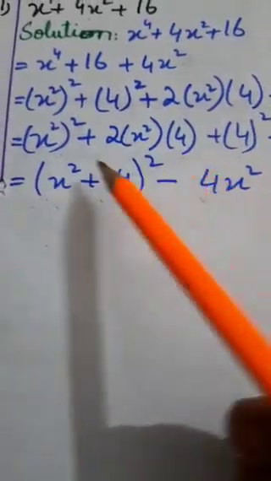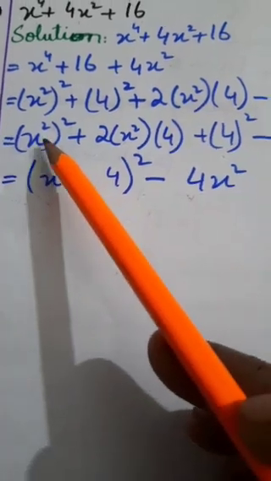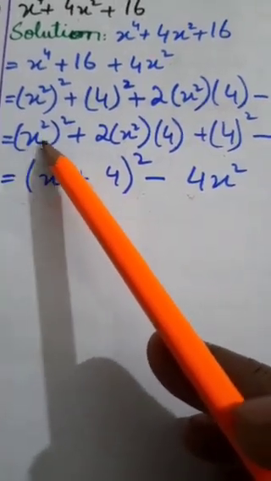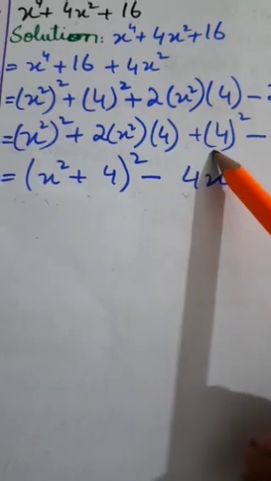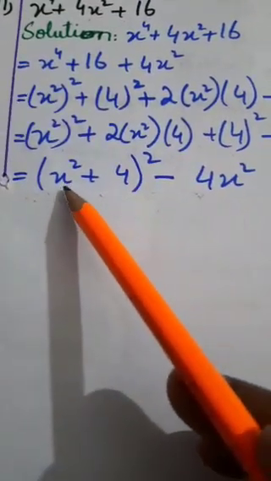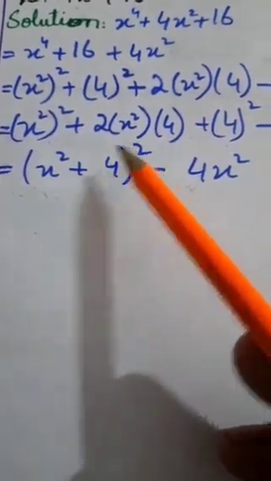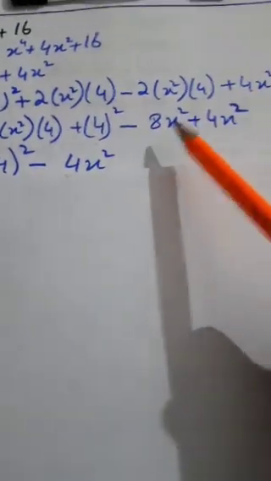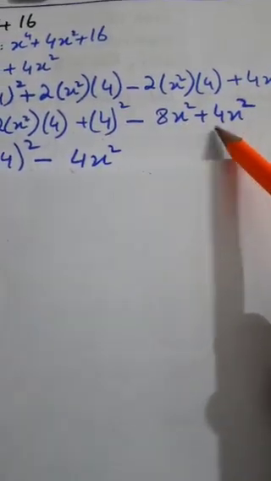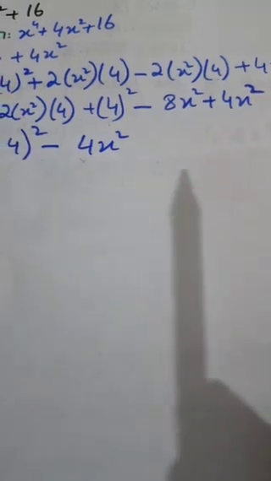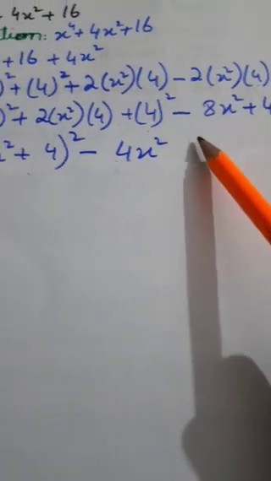I'm not writing again and again the formula. You already know that it is a formula, that is a plus b ka whole square is equals to a square plus 2ab plus b square. So the formula has come close now, x square plus 4 ka whole square, and here minus 8 and plus, because both are like terms, so we are able to add or subtract. So what is there? Minus 4x square.